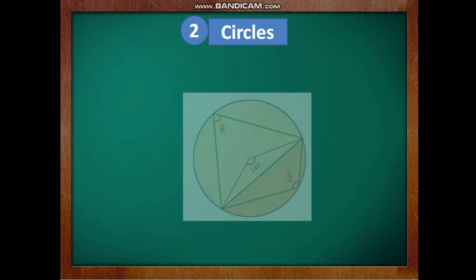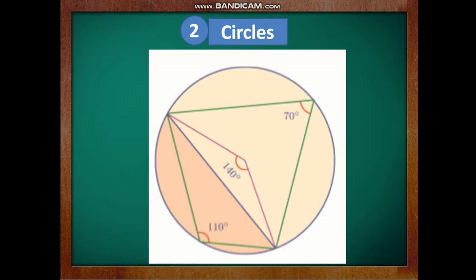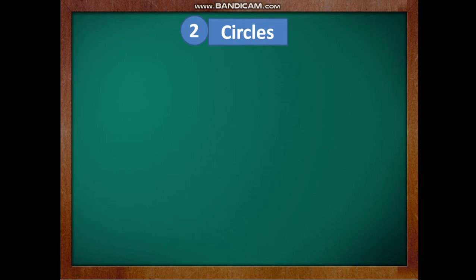Another one. 140, the central angle is 140. Then the angle at the opposite arc is half of 140, that is 70. Then how much is the above angle of 140? That is 360 minus 140. That will be, okay, you may find out those angles. The next.